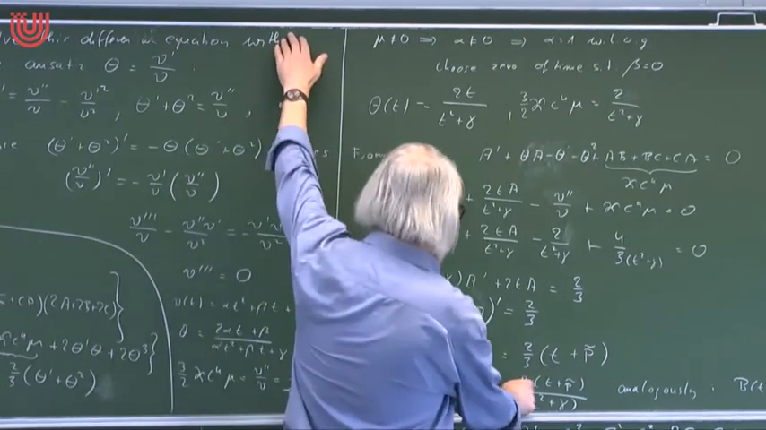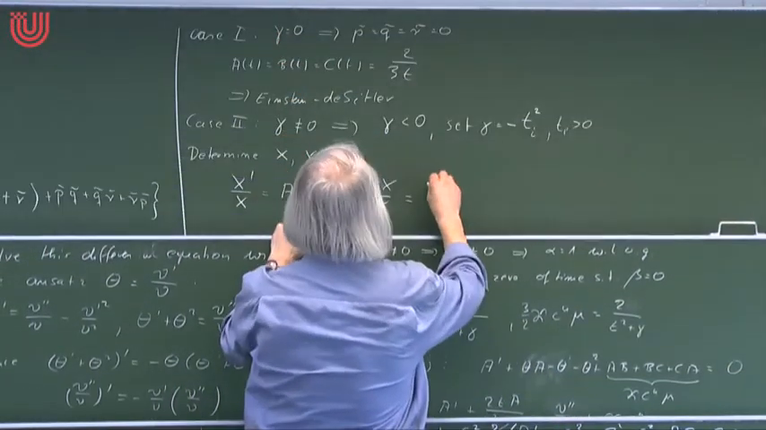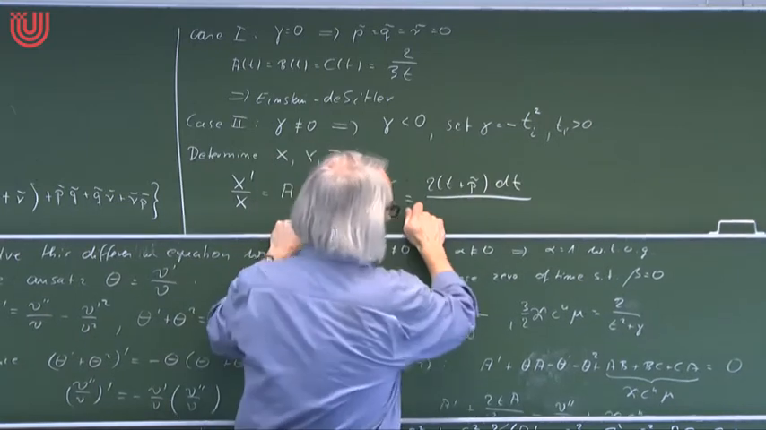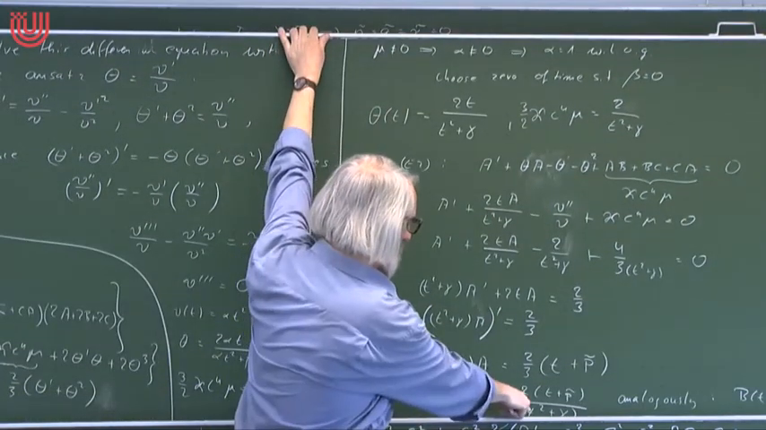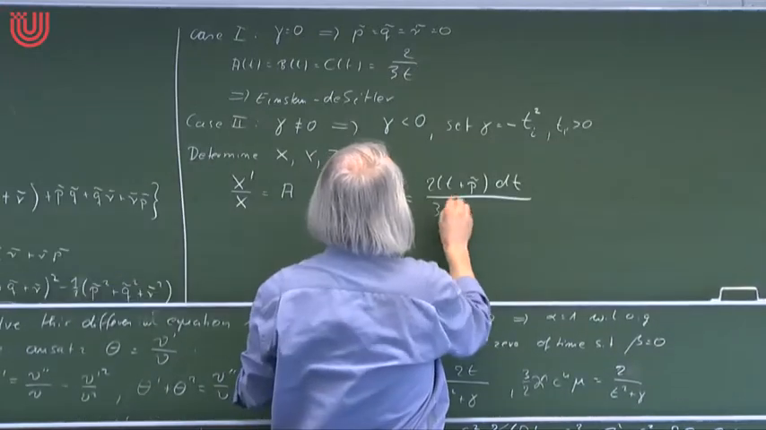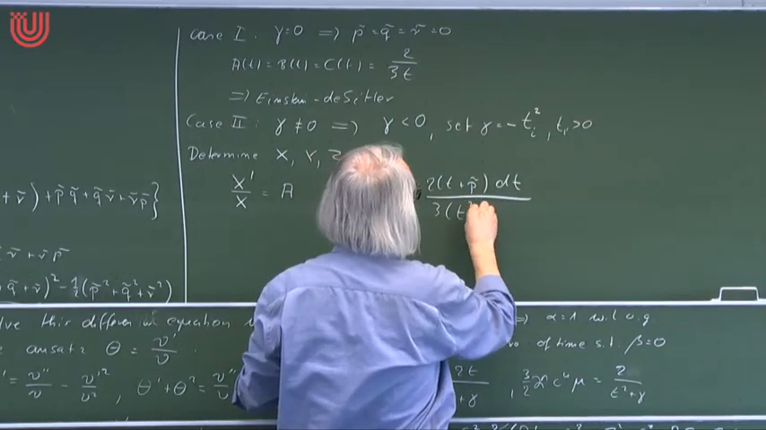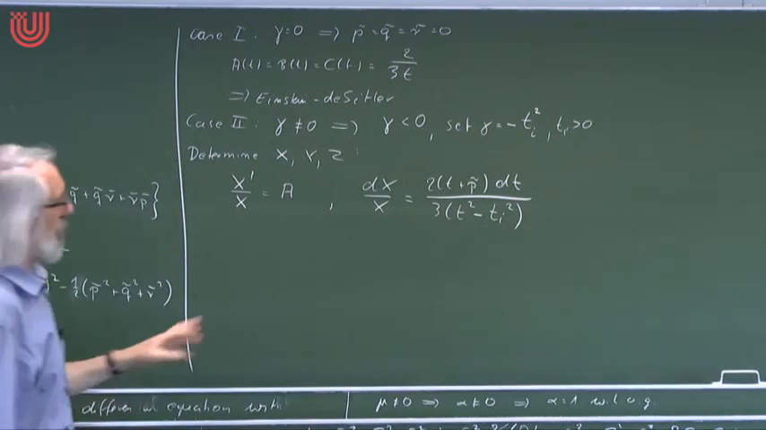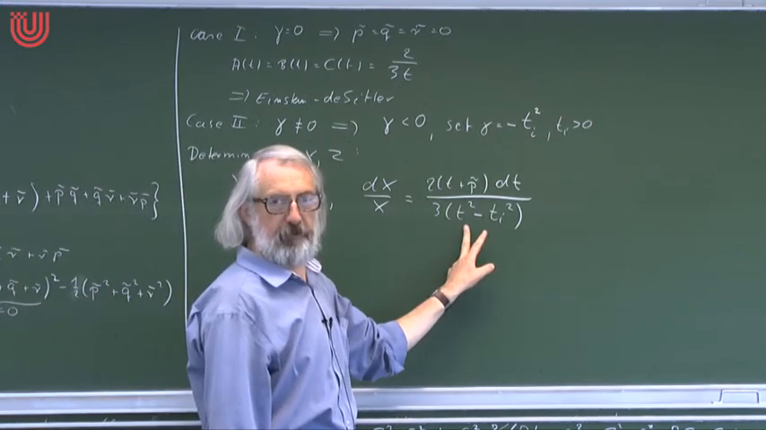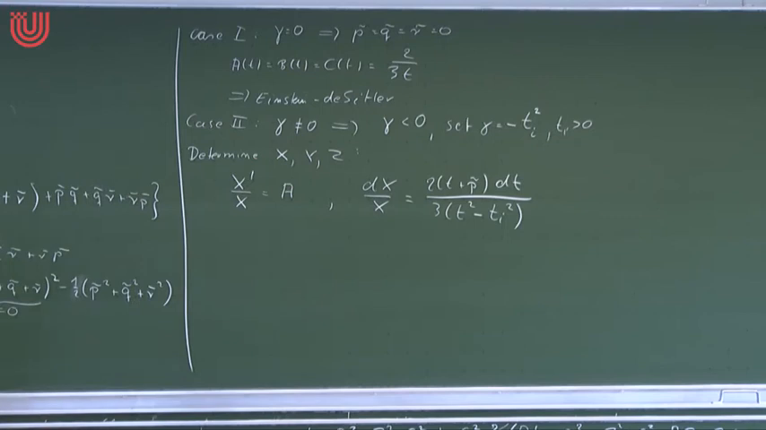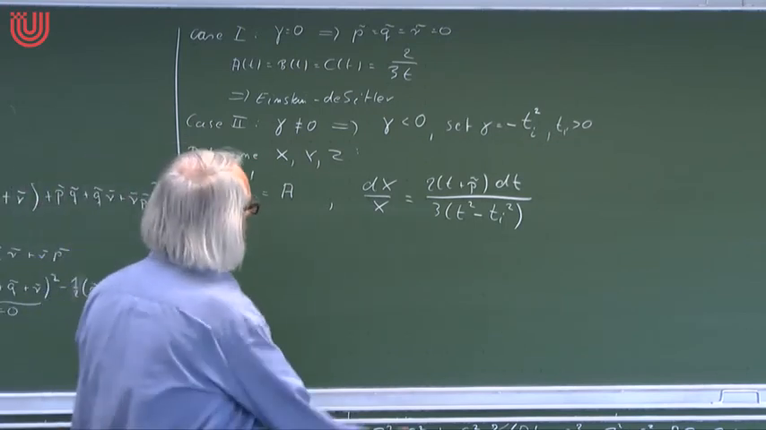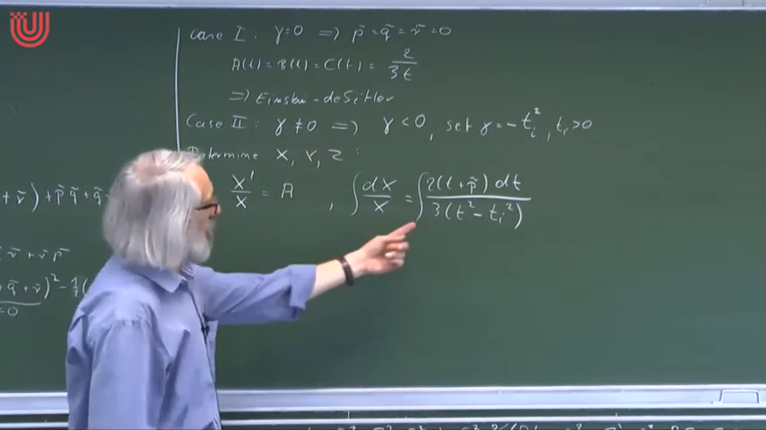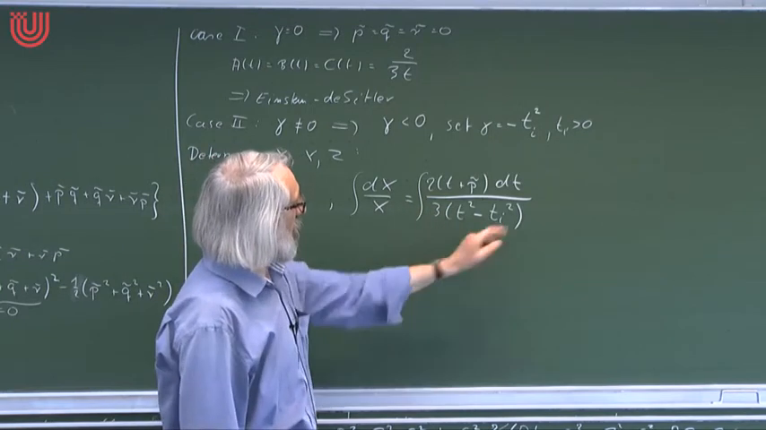A is 2 t plus t twiddle dt divided by 3 times t squared plus gamma, and this is minus ti squared. So you see already that something happens if t is equal to ti, right? Then you have a 0 in the denominator, which indicates that something interesting is going on. Well, this is of course a log, if I put the integral signs in front of this, and that's an elementary integral. Linear function divided by quadratic function.